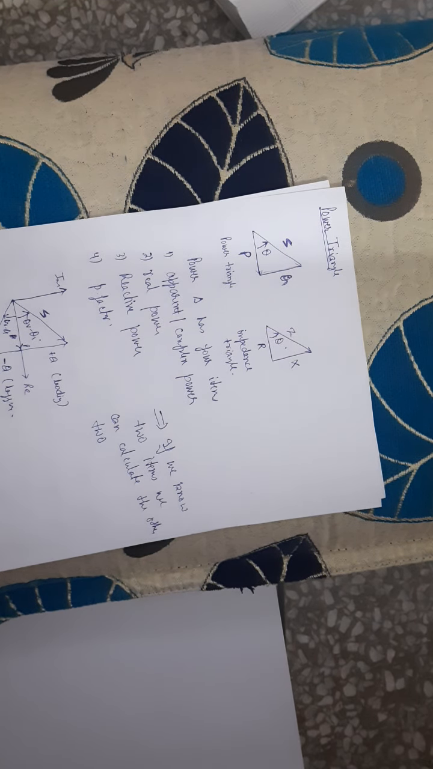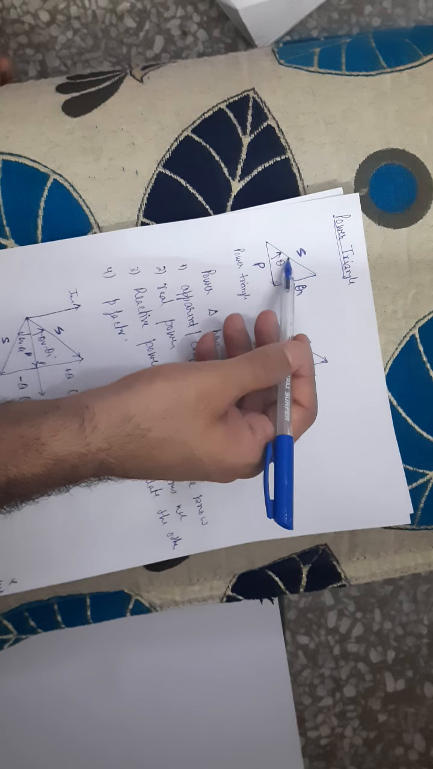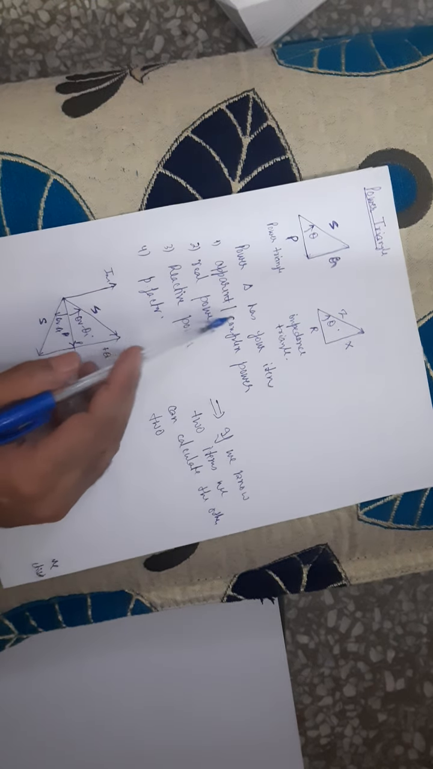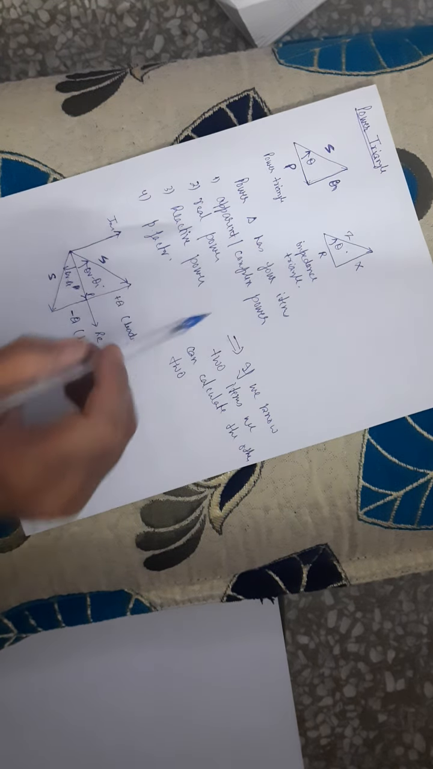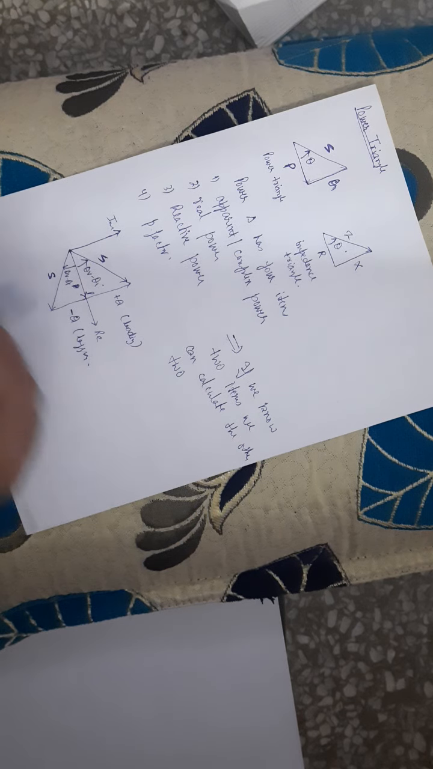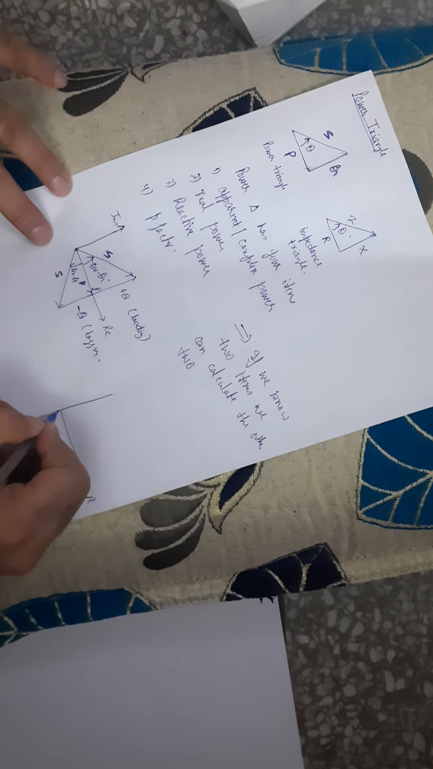Now, depending upon whether the load is leading or lagging, S will remain in the first quadrant or the fourth quadrant. I told you that we have four quantities: apparent or complex power, real power, reactive power, and power factor. If we know any two of these four quantities, we can calculate the other two easily. Suppose I draw this power triangle again on a real and imaginary axis, because we know that P is the real power and Q is the imaginary power.